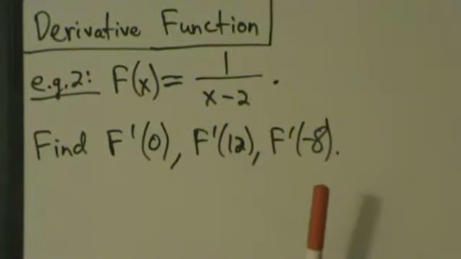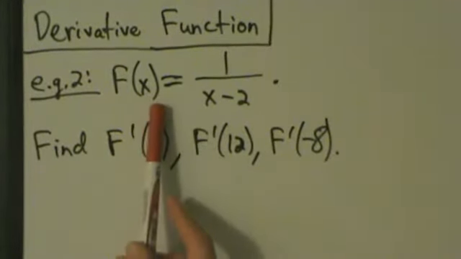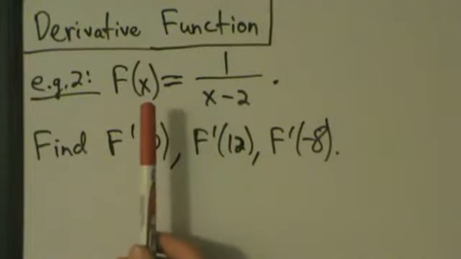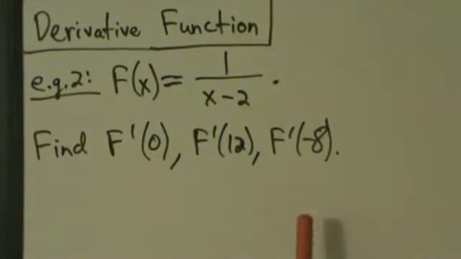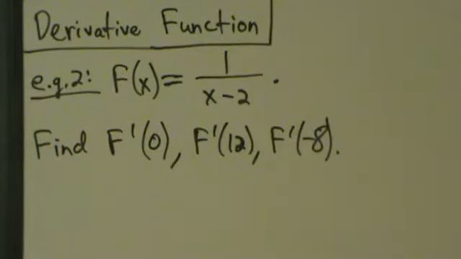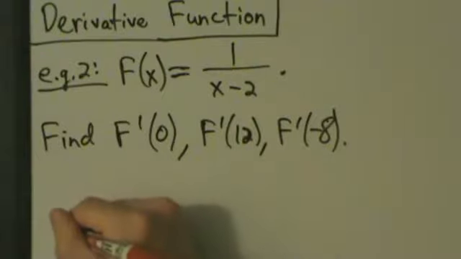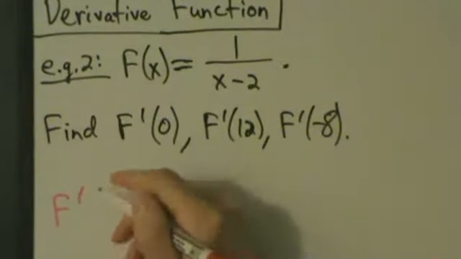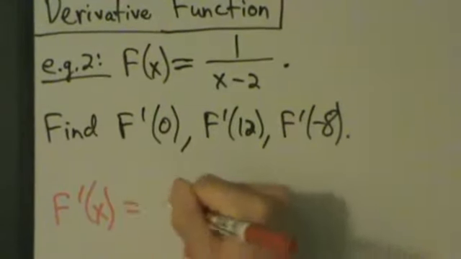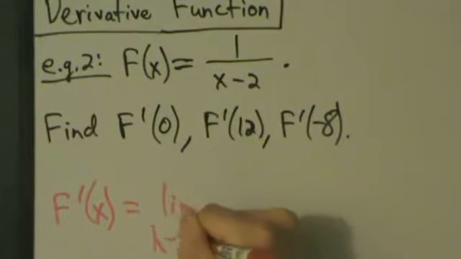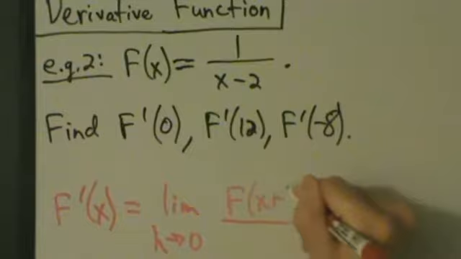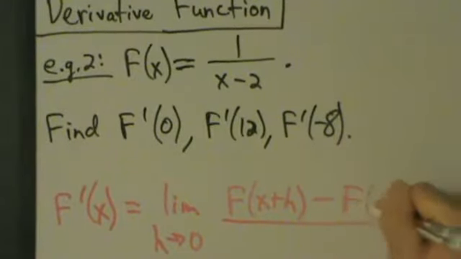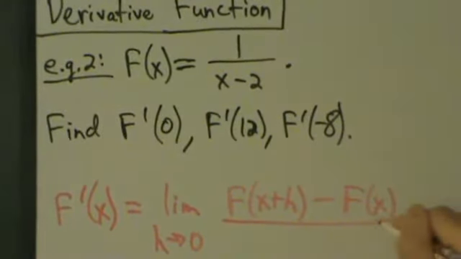All right? We only have to do it once with just x, and then we can just plug these numbers 0, 12, and negative 8. We can just plug them in to the derivative function. So let's go ahead and find the derivative function. Big ol' f prime of x equals the limit as h goes to 0 of f of x plus h minus f of x all divided by h.